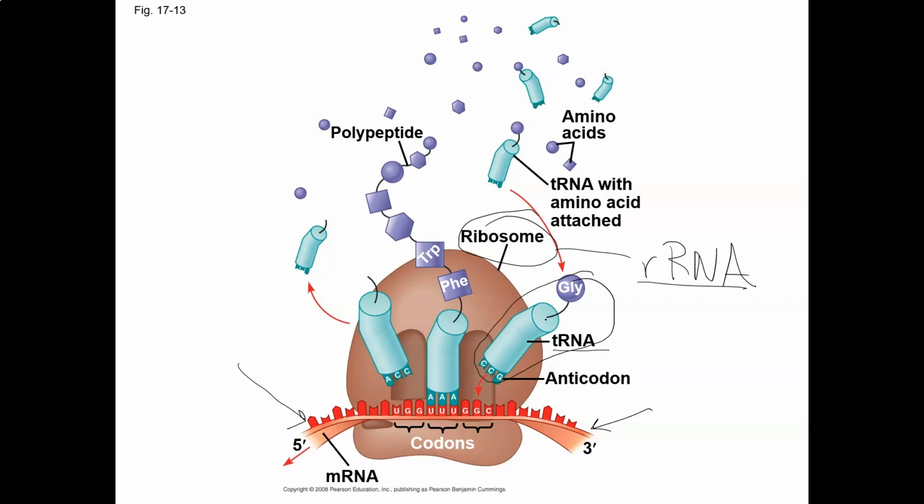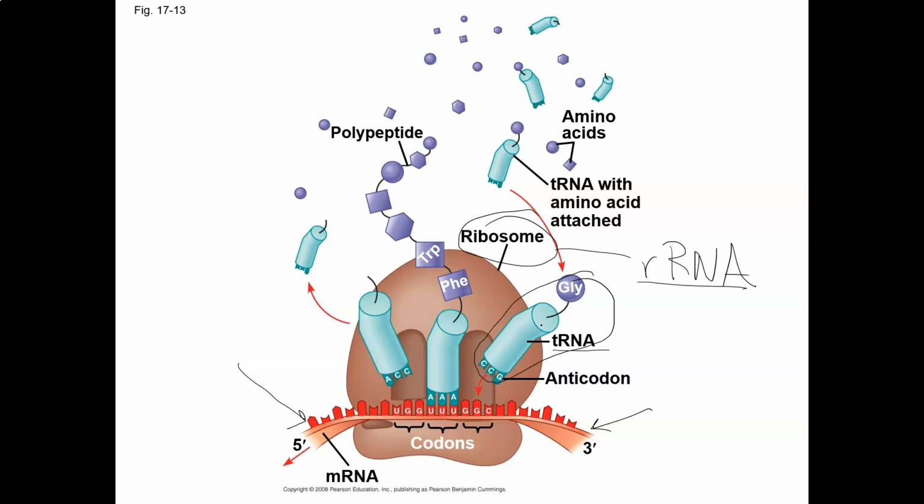And so transfer RNA is called that because it's the one that is going to transfer the right amino acid over to the ribosome to build the protein. So let's look at how it does that. I'm going to use this same picture here. So look closely at this transfer RNA.